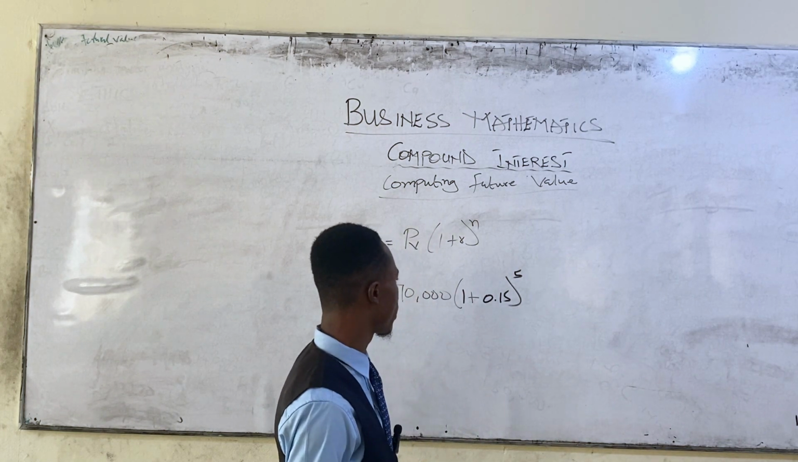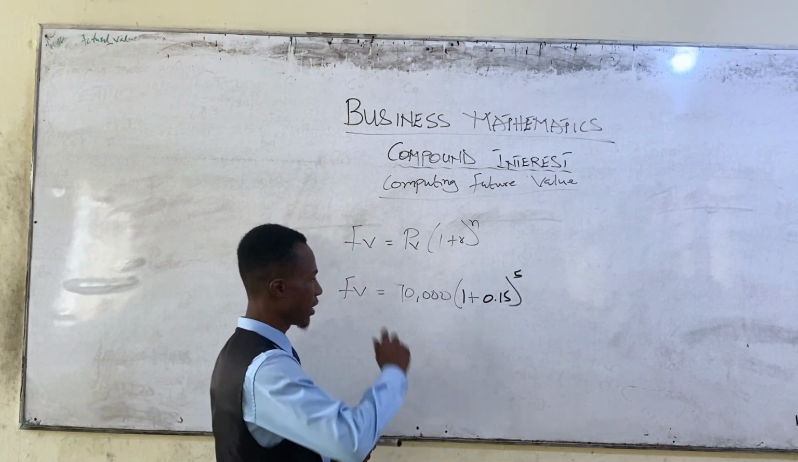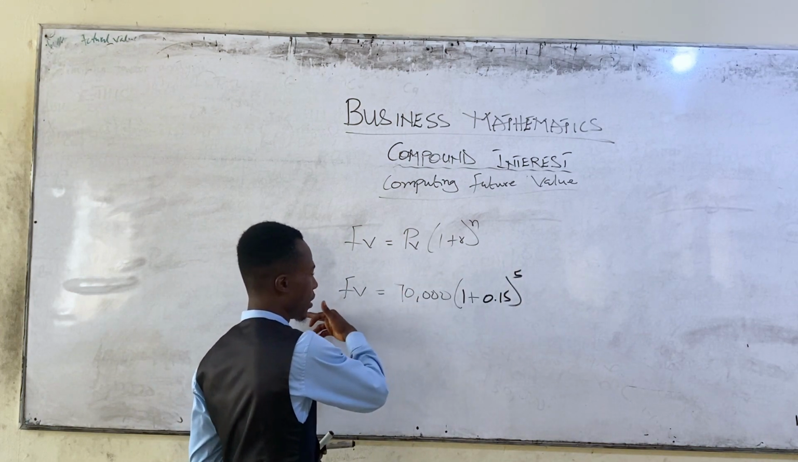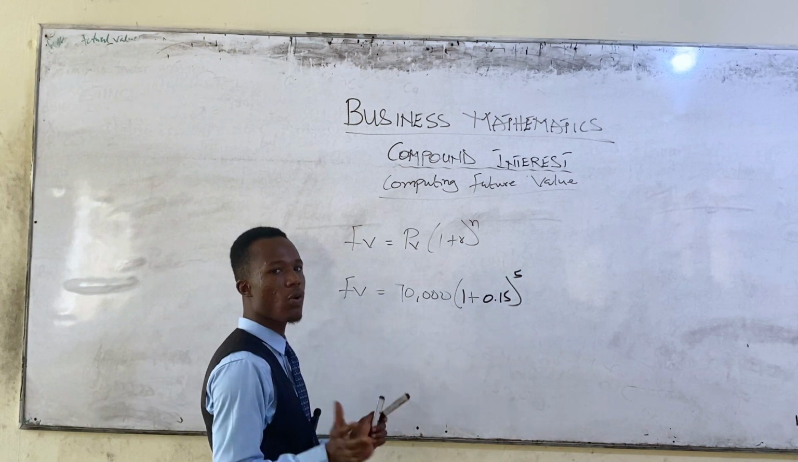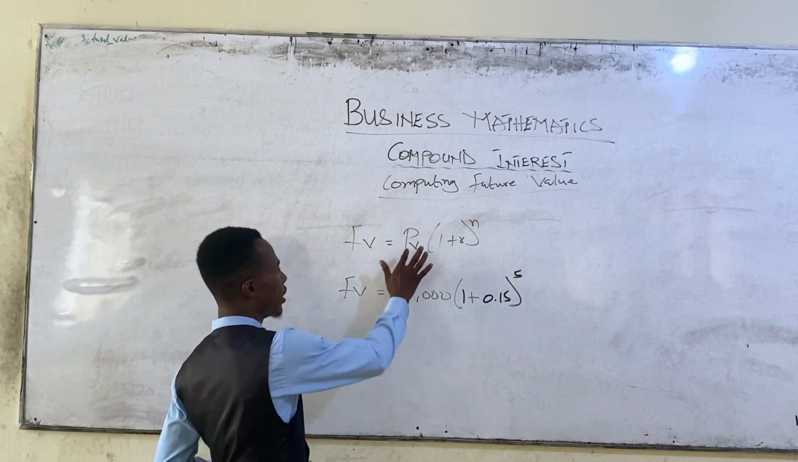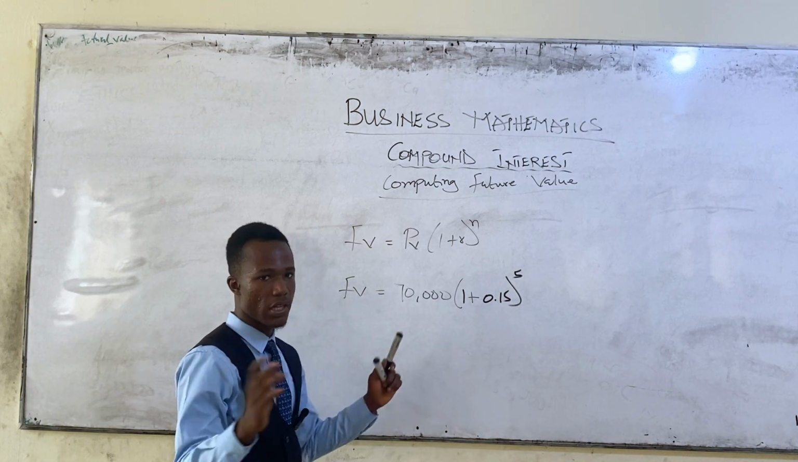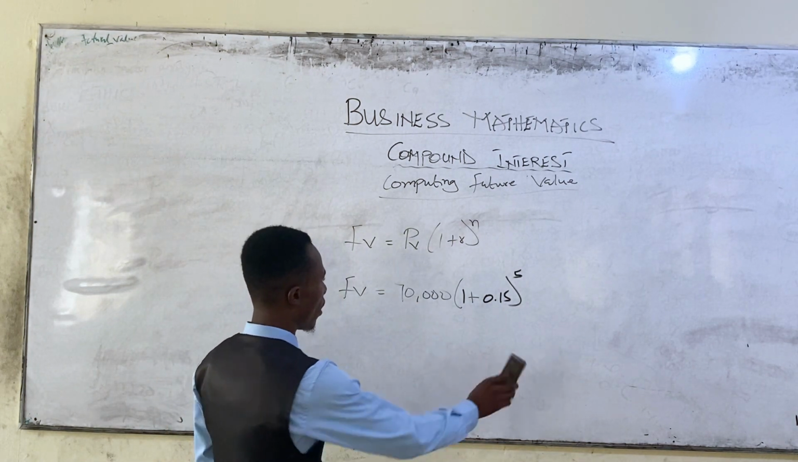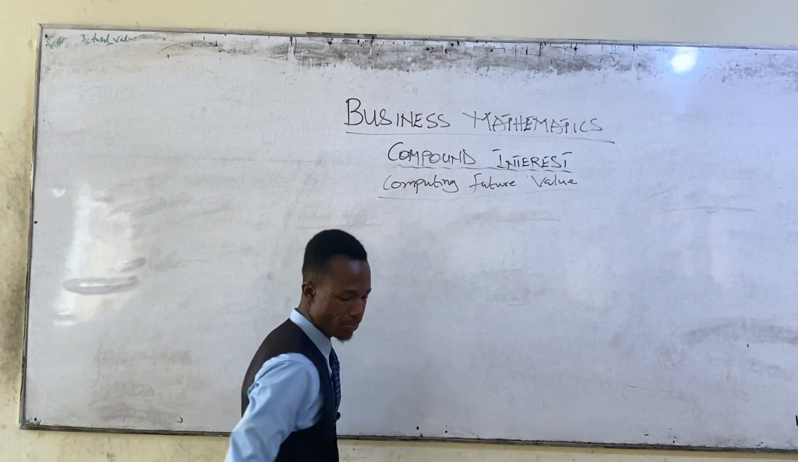Okay, so when you use this method, you are going to get the final answer, the future value that you were looking for. Then after getting the future value, if you want the total compound interest, what you do is just subtract the principal from the future value, and that is all. You get the total compound interest. We will be looking at that. That's just by the way.